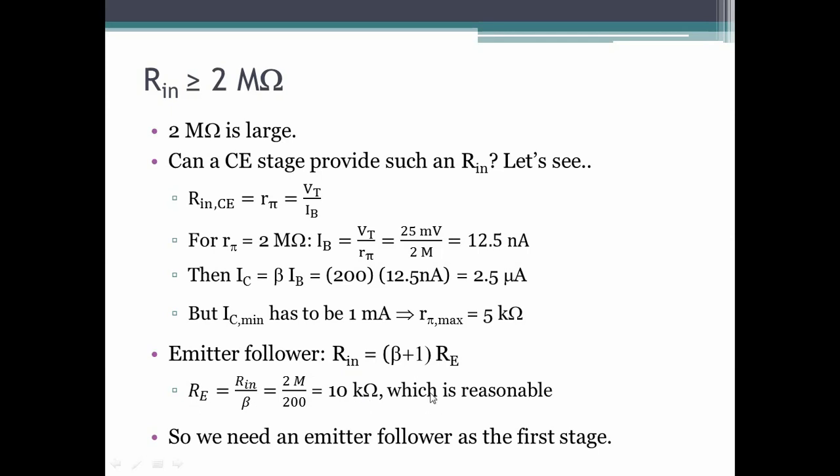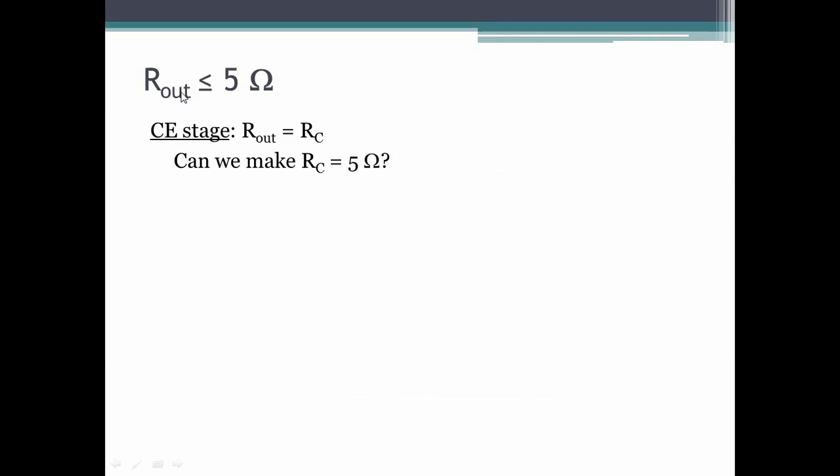So we should be easily able to get an input resistance of 2 mega ohms by having an emitter follower. What that means is that our first stage of the amplifier has to be an emitter follower, so as to get a high Rin. Okay. We also need an R out of 5 ohms or less.